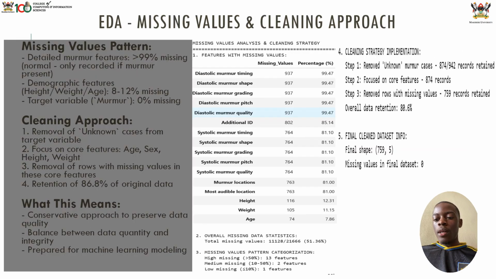So we went further ahead to find the missing values and do the data cleaning. This is all that takes place in the EDA, because we have to make sure that the rows that have missing values are removed. Then also we have to make sure that where the murmur was unknown, the rows are also removed, and we focused on the core features such as sex, age, height, and weight. Then we dropped, of course, the other values.